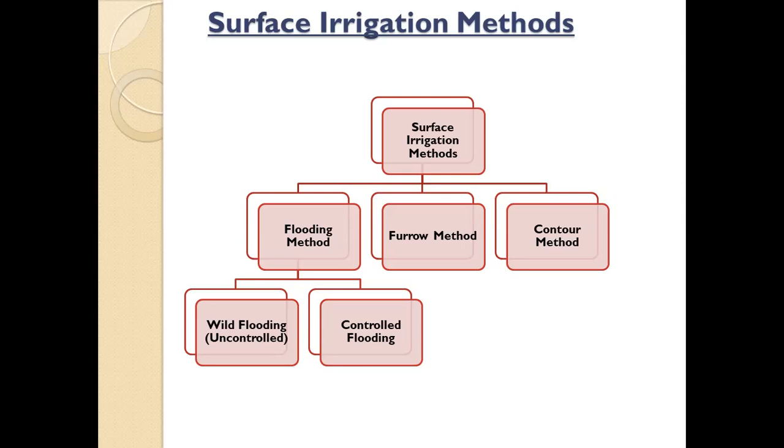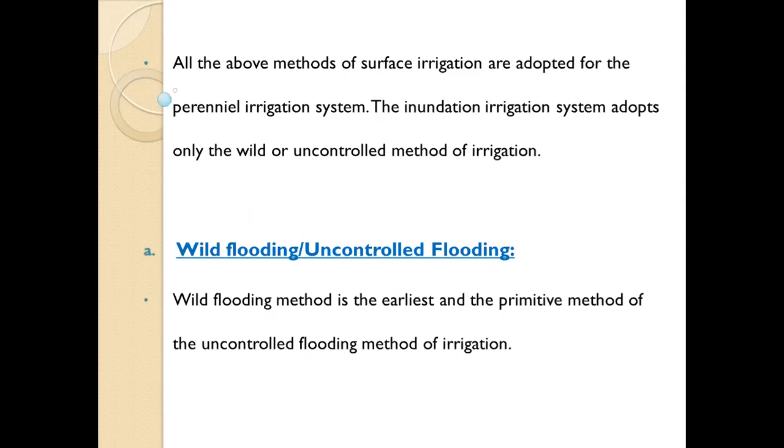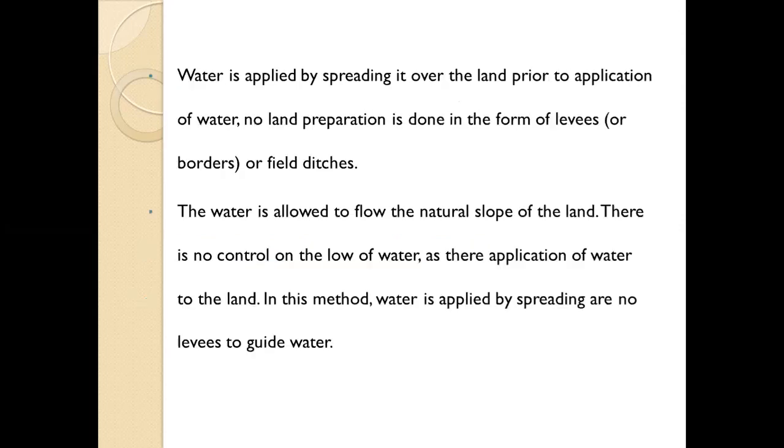So start with the first. All these above methods of surface irrigation are adopted for the perennial irrigation system. The inundation irrigation system adopts only the wild or uncontrolled method of irrigation. So starting with wild flooding or uncontrolled flooding, the wild flooding method is the earliest and primitive method of uncontrolled flooding method of irrigation.